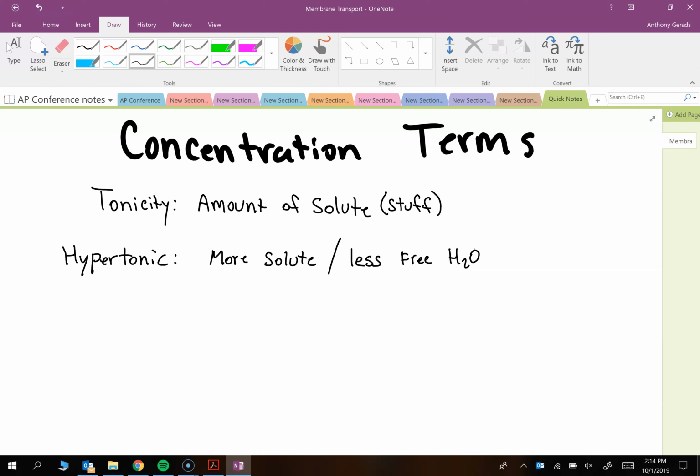What does the term hypothermia mean? Do you know? Your temperature gets very cold, so it means your temperature is less than it should be. So our other term that we have that's the opposite is what's called hypotonic. Okay? And that's going to mean less solute, and more free water.